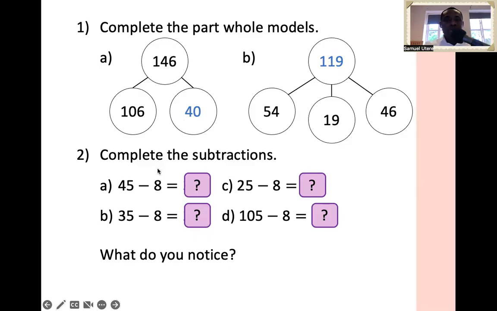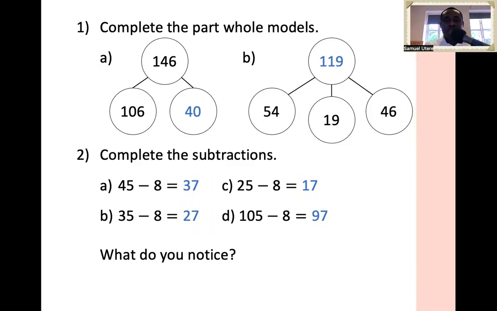For question 2, you were simply asked to complete the subtractions. So 45 minus 8 is 37, 35 minus 8 is 27, 25 minus 8 is 17, 105 minus 8 is 97. Well, what do we notice? We notice that there are 7 ones in all of them.